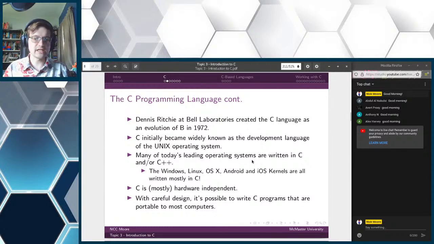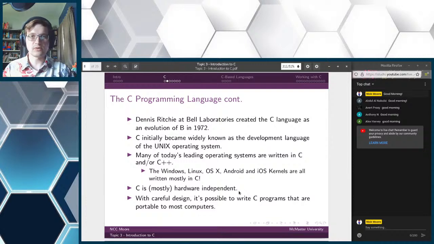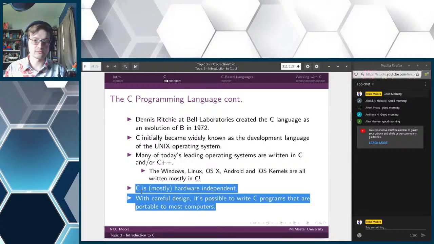Many of today's leading operating systems are written in C and/or C++. Windows, Linux, iOS, Android, and OS X kernels are all written mostly in C, not even C++. C is mostly hardware independent, so if you write a C program, it can be ported to pretty much any hardware platform, so long as there's a compiler. And with careful design, it's possible to write C programs that are portable to most computers.